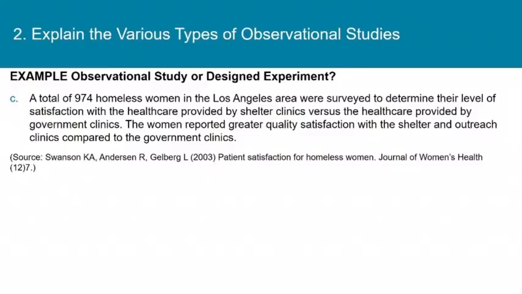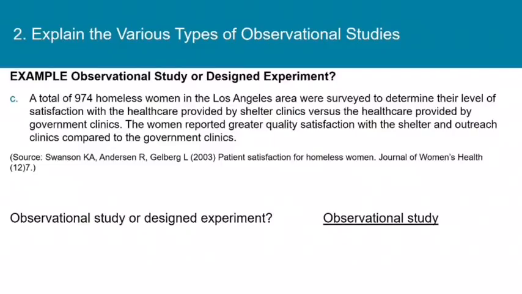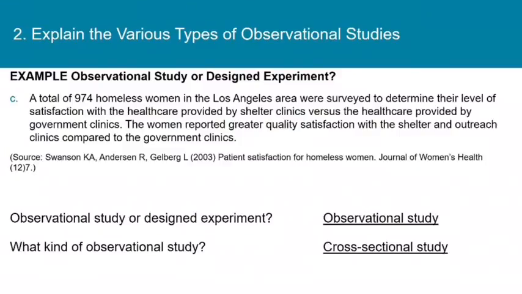Okay, so is this a designed experiment or an observational study? Well, there's no treatment applied. The women are just surveyed, so this is an observational study. Now, which type? Is this cross-sectional or case-controlled or cohort? Well, they're not looking back to the past and they're not looking forward to the future. So it's not going to be case-controlled or cohort. It's just right now, what is your satisfaction level right now? And so this is going to be a cross-sectional study.